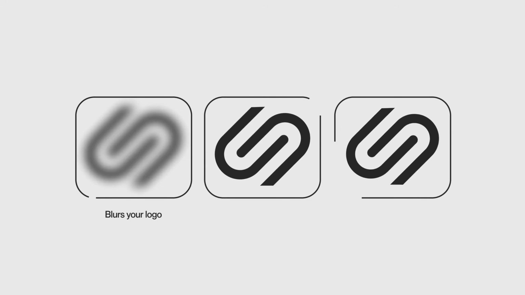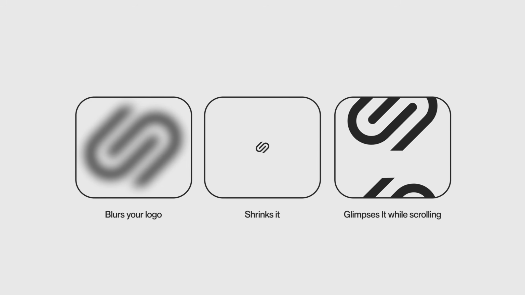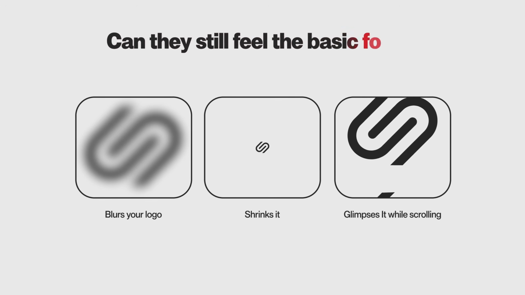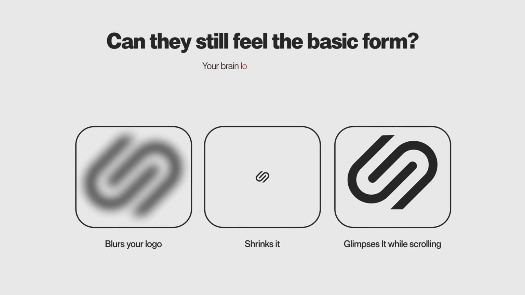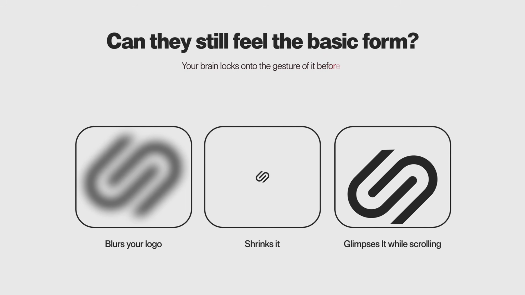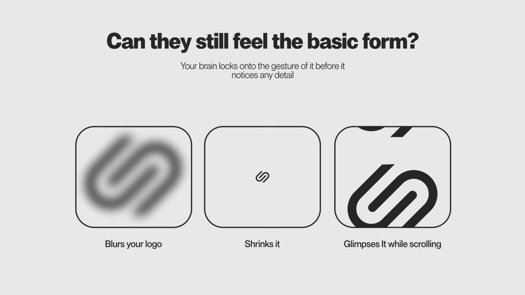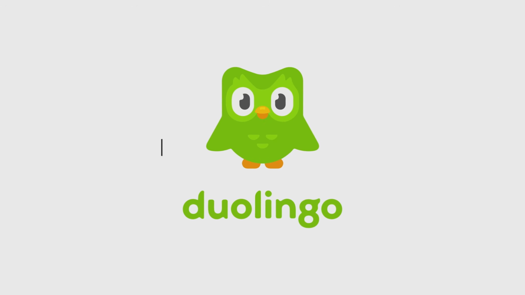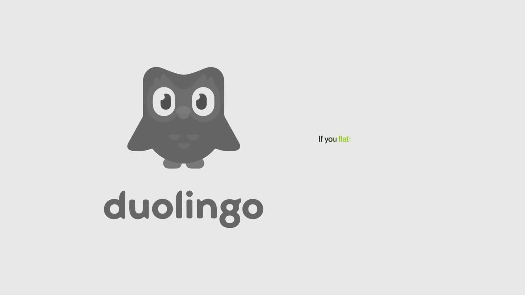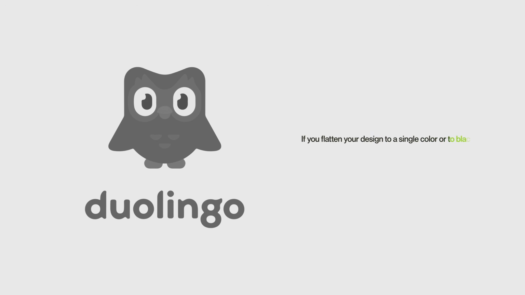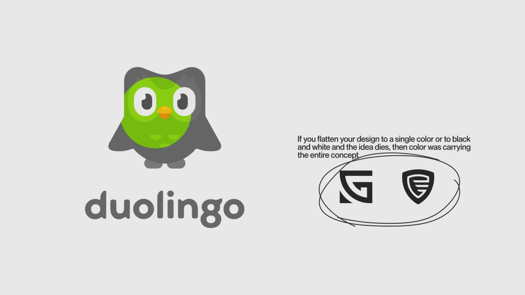If someone blurs your logo, shrinks it, or just glimpses at it while scrolling, can they still feel the basic form? Your brain needs to lock onto the gesture, the simplicity, the iconic nature of a logo before it notices any detail. It must work without color. So if you flatten your logo to a single color or to black and white, and the idea just dies, then the color was probably carrying the entire concept. Color should enhance, not actually rescue a concept. Every one of the marks we have looked at here still works as a single color piece of geometry.